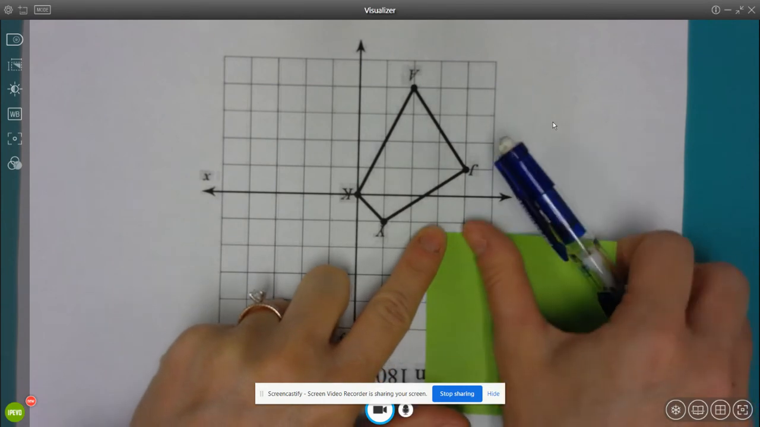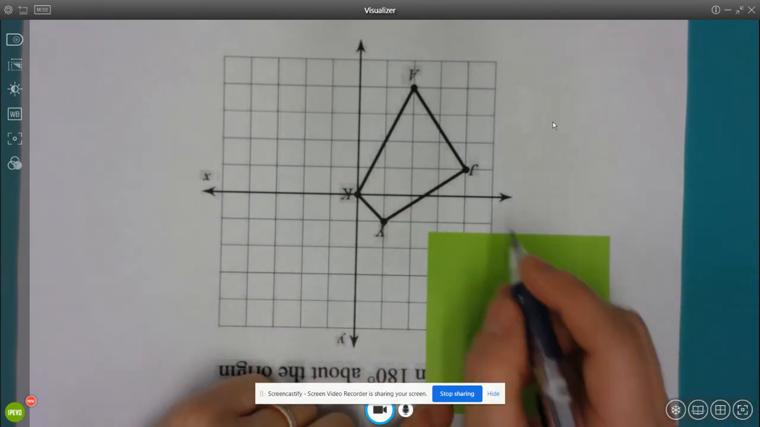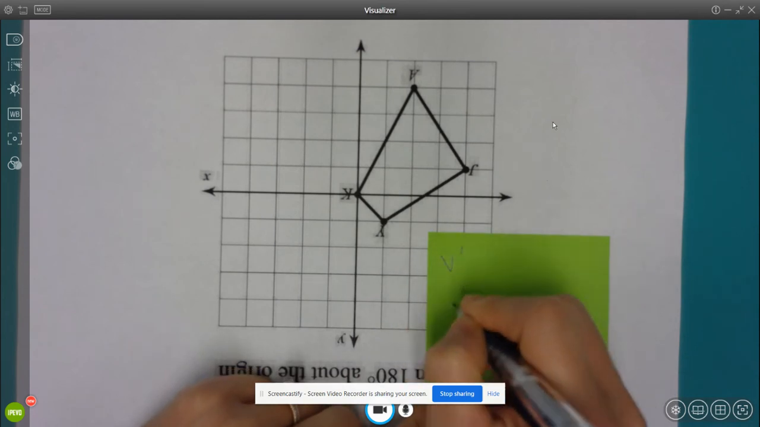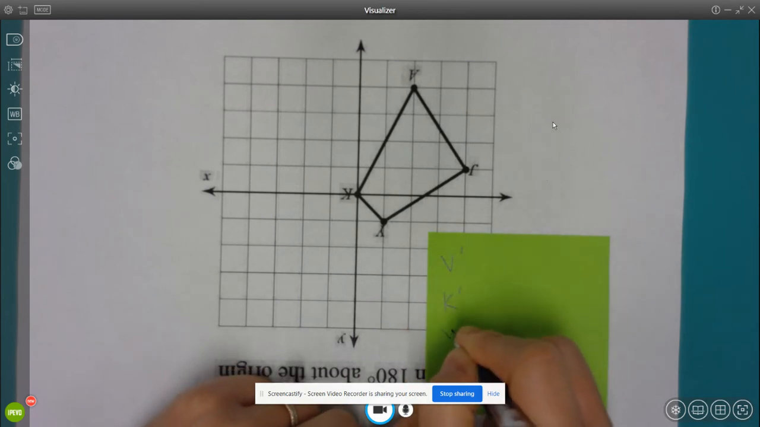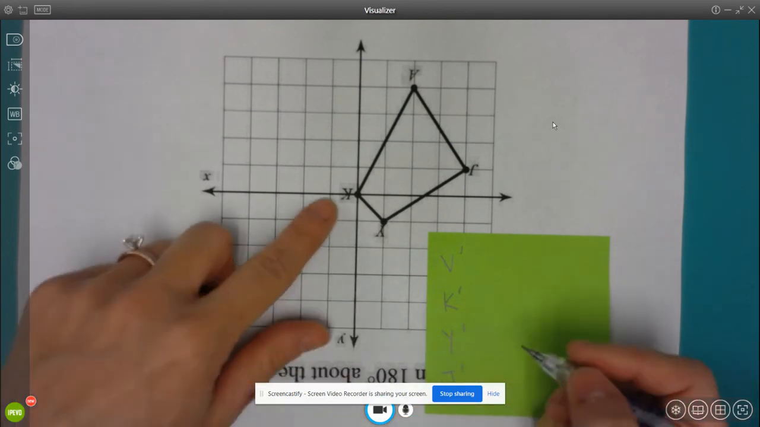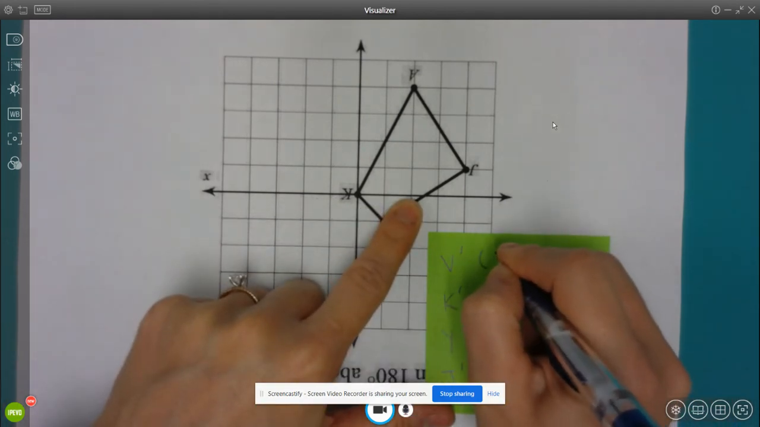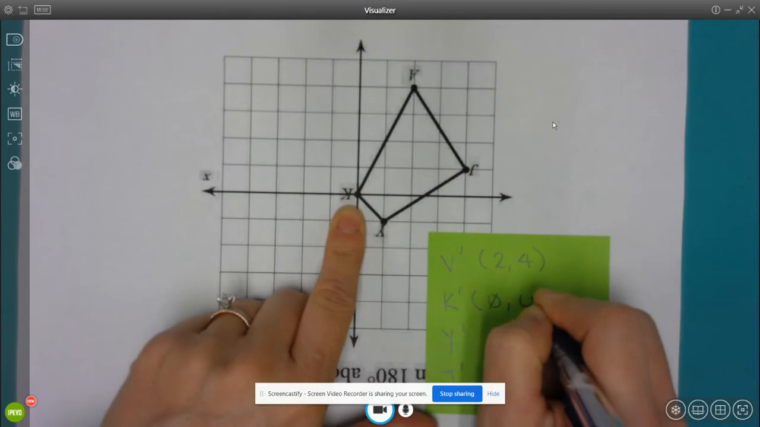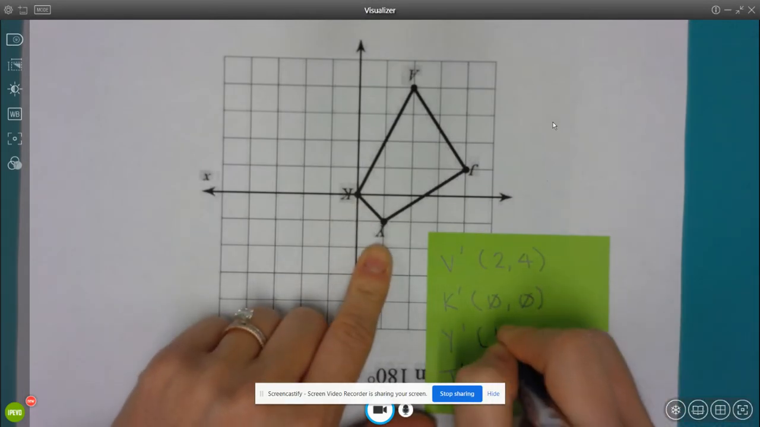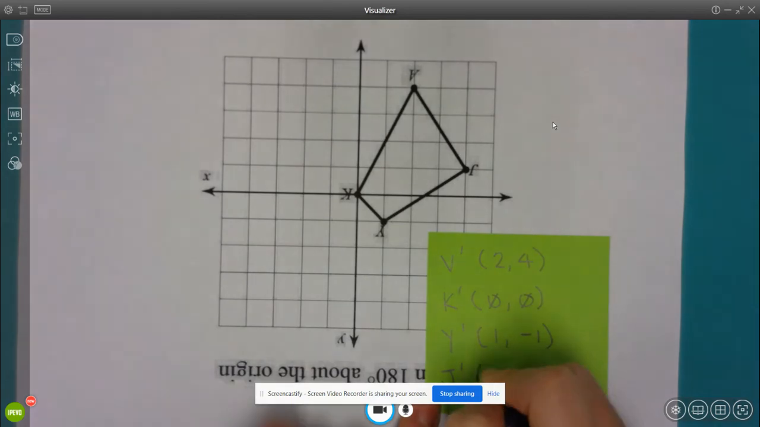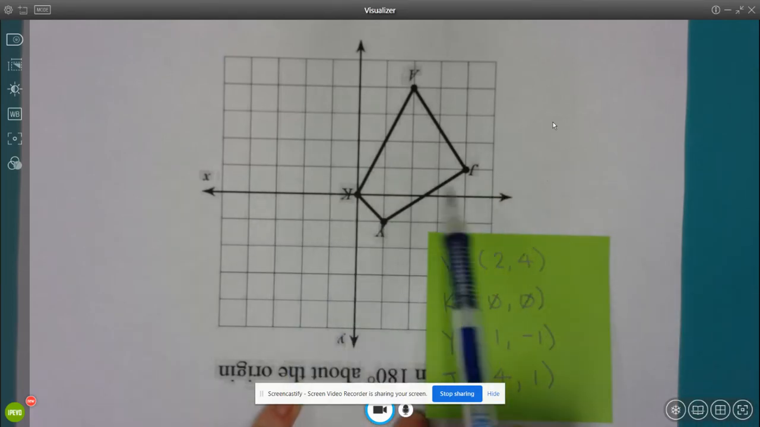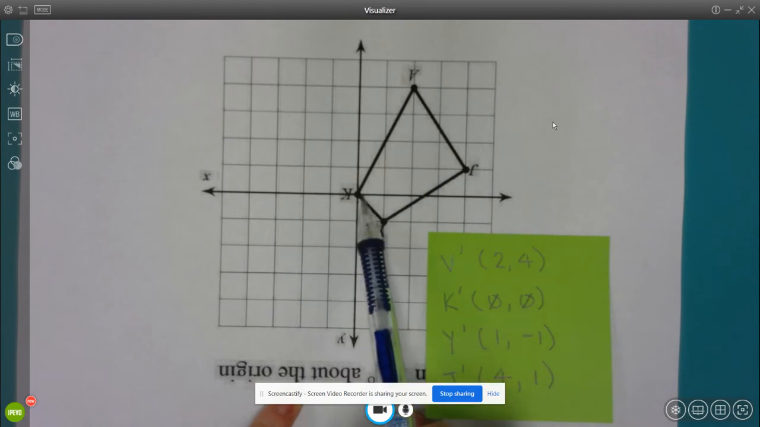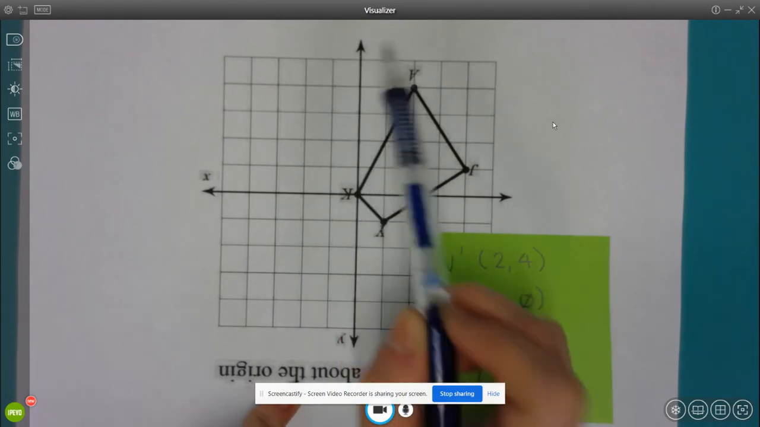So I'm going to write my new coordinates for this, and then we'll graph them. So I have V prime, K prime, Y prime, and J prime. So V prime will be 2, 4. K is at 0, 0. Y will be at 1, negative 1. And J prime will be at 4, 1. And again, just like the last time, I'm pretending that this is quadrant 1. So this is my positive x-axis. This is my positive y.